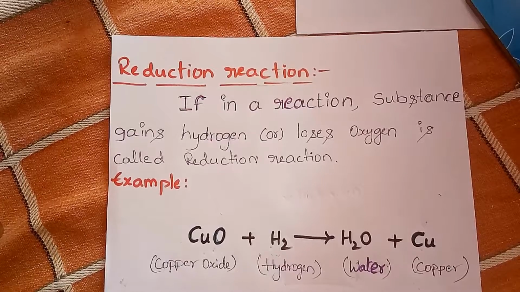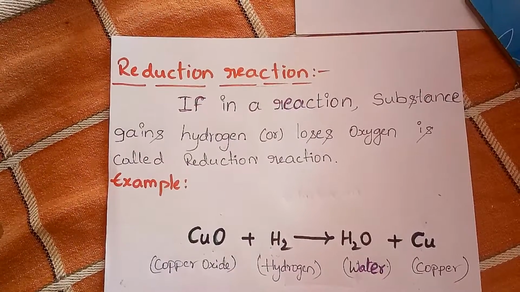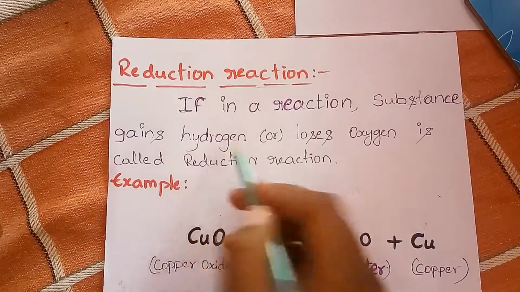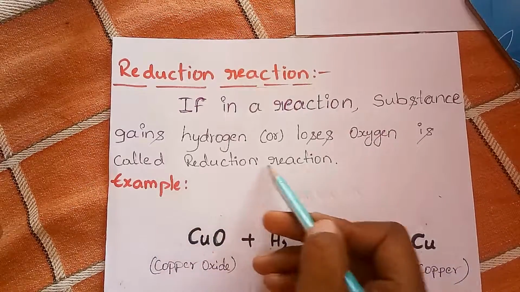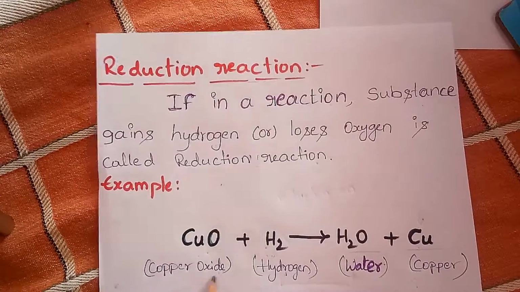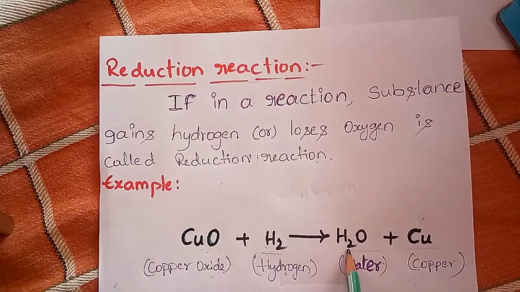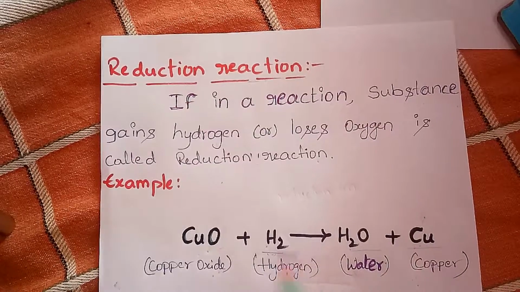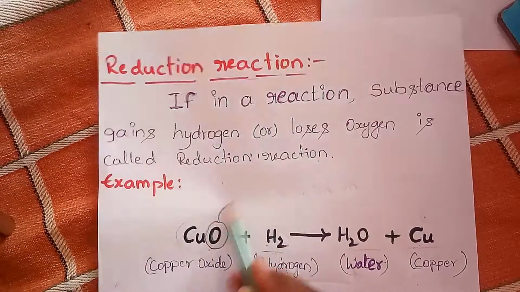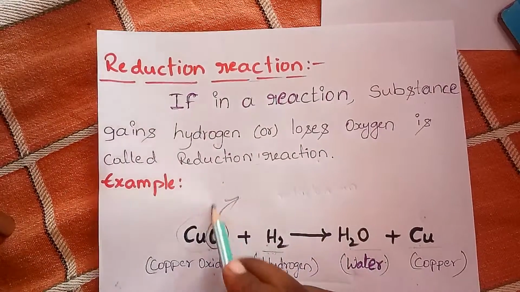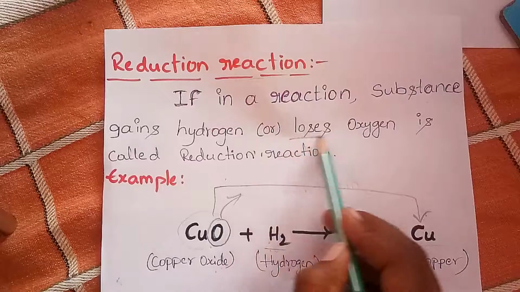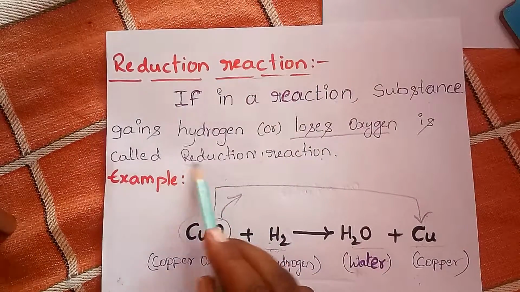And we will go to the next important reaction, that is the reduction reaction. If in a reaction a substance gains hydrogen or loses oxygen, it is called a reduction reaction. For example, copper oxide reacts with hydrogen and forms water and copper. Here from copper oxide, oxygen is removed and it forms copper. So loss of oxygen is called reduction reaction.